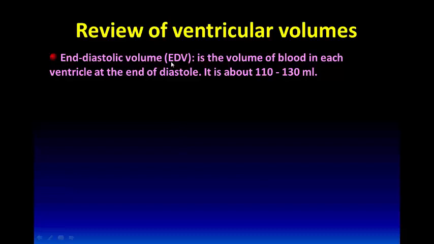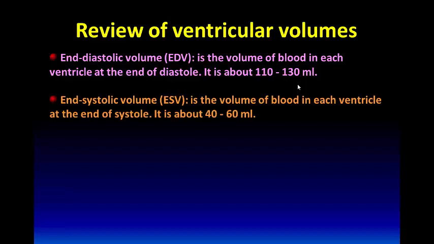The end diastolic volume, EDV, this is the volume of the blood in each ventricle at the end of diastole. It is about 110 to 130 milliliters of blood. So the end diastolic volume of the left ventricle is equivalent to the end diastolic volume of the right ventricle. The end systolic volume, the ESV, this is the volume of blood in each ventricle at the end of systole. It is about 40 to 60 milliliters of blood remaining by the end of systole in the left ventricle, and 40 to 60 milliliters of blood remaining by the end of systole in the right ventricle.